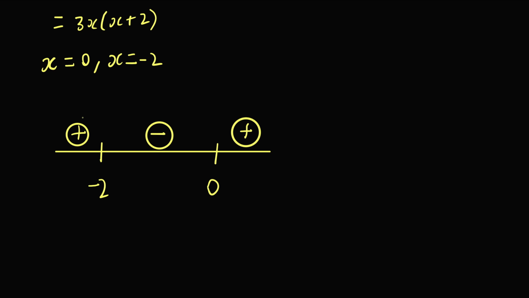Because it goes from positive to negative, that means negative 2 is a local maximum. Because it goes from negative to positive slope, that means 0 is a local minimum. Max and min. That is how we find local minimums and maximums.